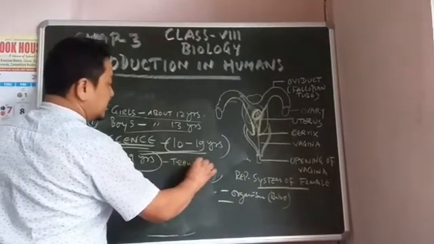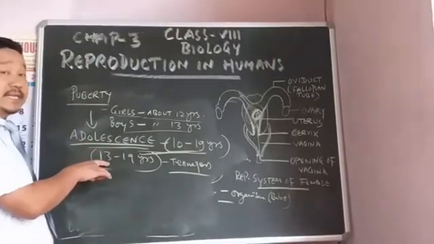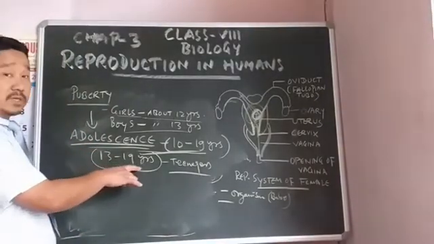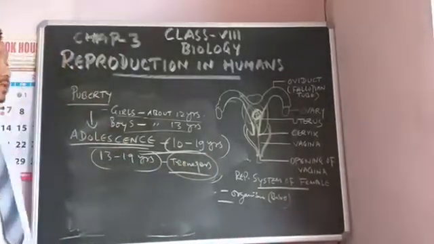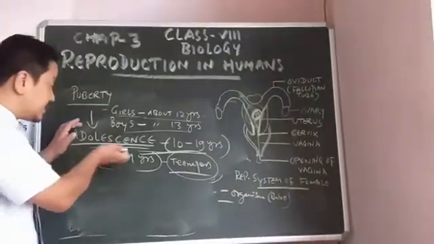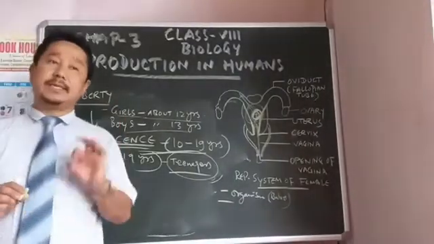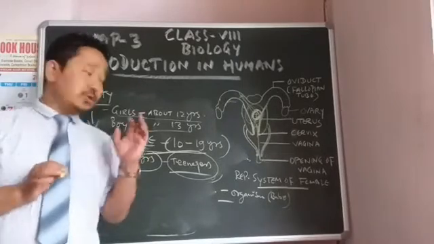Since adolescence covers these teens, 13 to 19 years of our life, this adolescence is also called teenagers. Those people who are at this phase are also called teenagers.